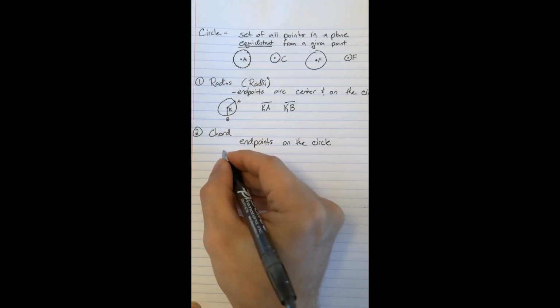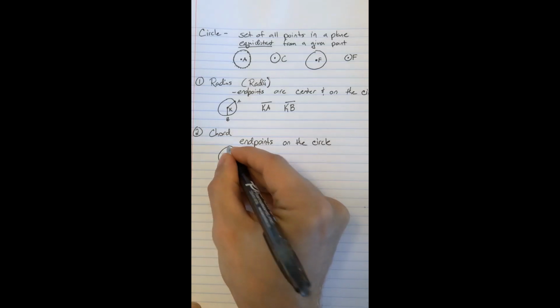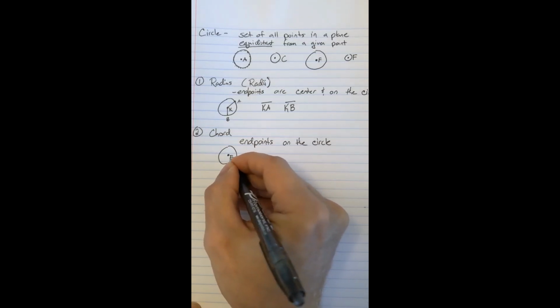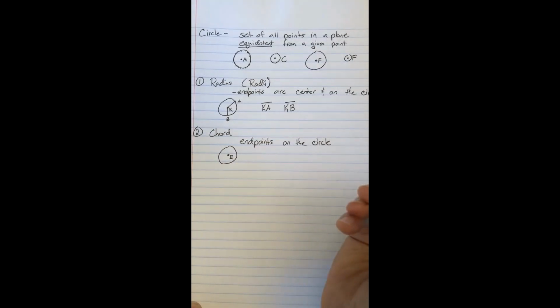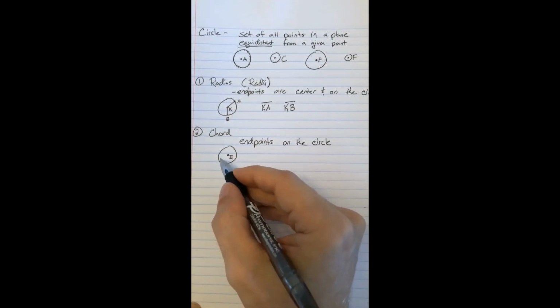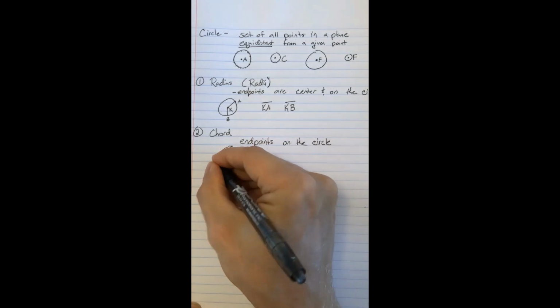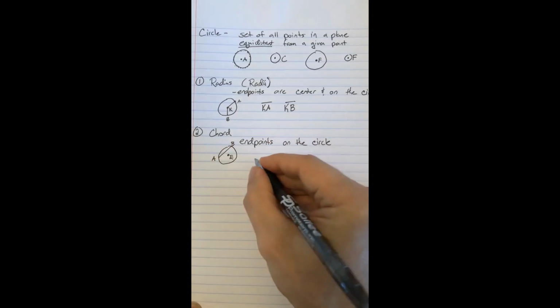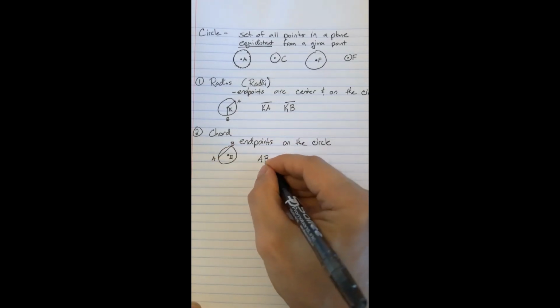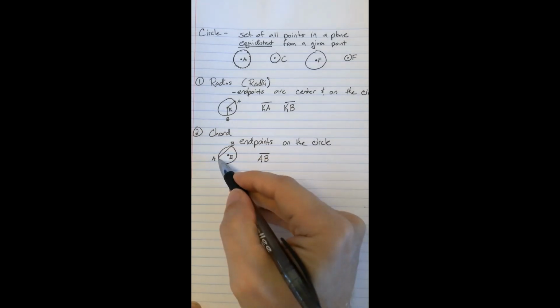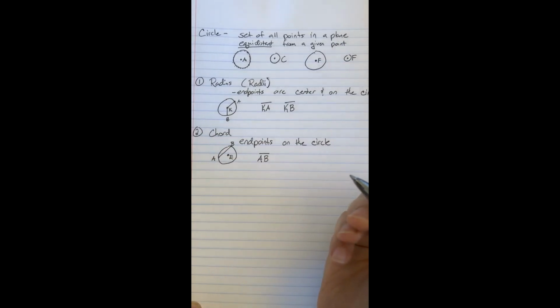So let's say that we have circle E. A chord is just going to be a segment with both endpoints on the circle. So let's say from here to here. Let's call this A, B. So that's chord AB. Notice that we have an endpoint here on the circle, and an endpoint here on the circle.